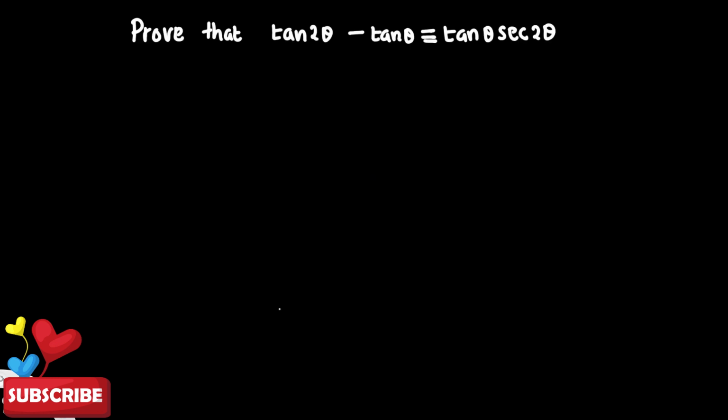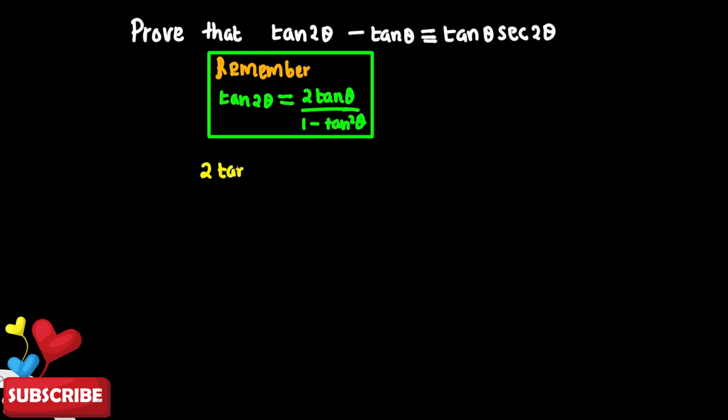All right, so we need to move to another question here. You are supposed to prove that tan 2 theta minus tan theta is equivalent to tan theta sec 2 theta. Now, we're going to use the left hand side to show the right hand side. But you need to remind yourself that tan 2 theta is the same as 2 tan theta over 1 minus tan squared theta. We had mentioned that previously when we started this video.